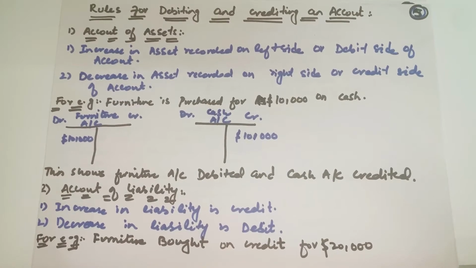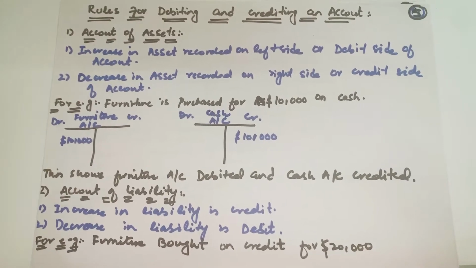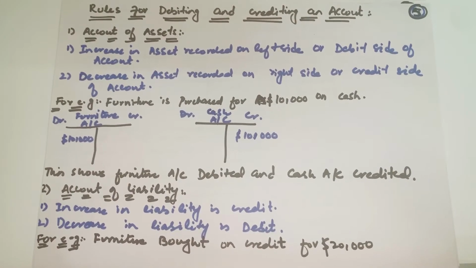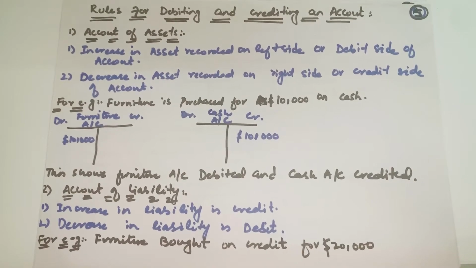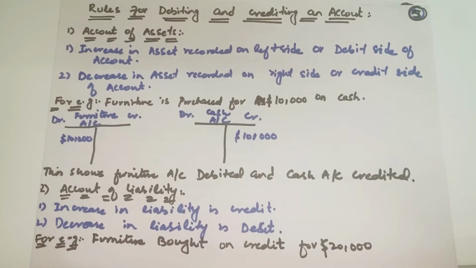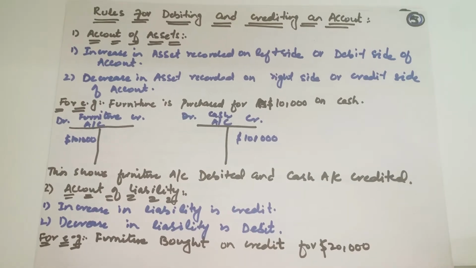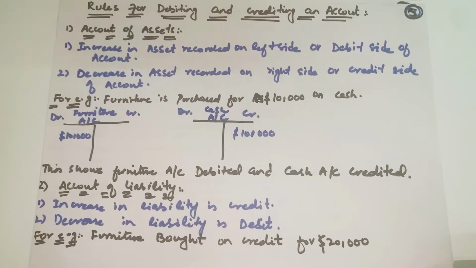The other T account will be made for the cash account. We will write debit and credit, and in the center we will write the title of the account, which is the cash account. Here our cash account will be decreasing by 10,000 because the asset is decreasing, and it is recorded on the credit side of the account. So this shows that the furniture account is debited and the cash account is credited. So the accounting rule of asset has been applied.